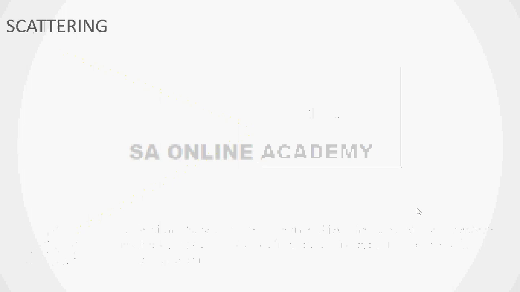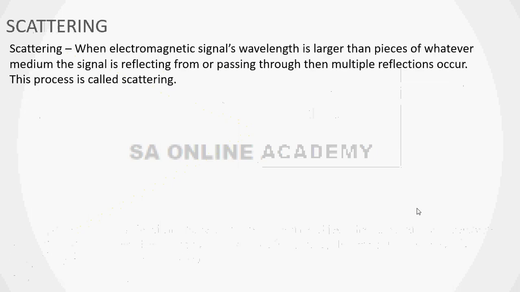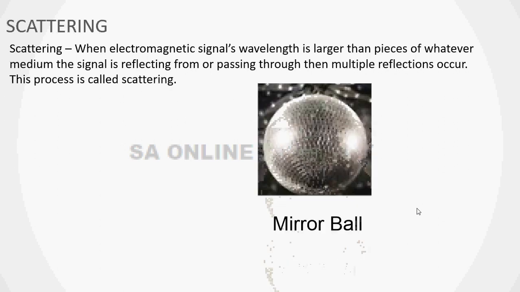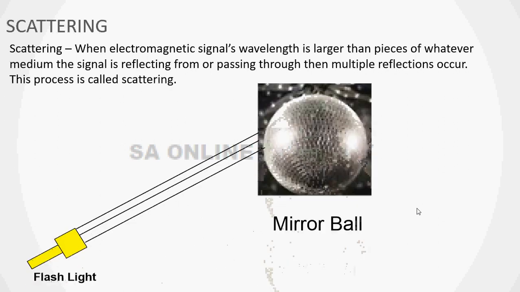Next one is scattering. When an electromagnetic signal or RF wave is larger than the piece of whatever medium the signal is reflecting from or passing through, multiple reflections occur. This process is called scattering. For example, a flashlight hitting a mirror ball gets scattered into different directions at different angles.